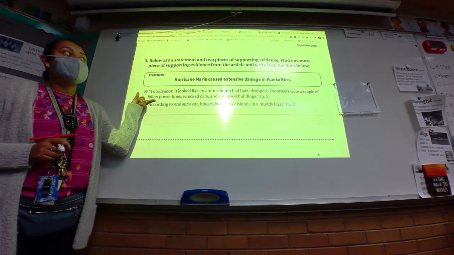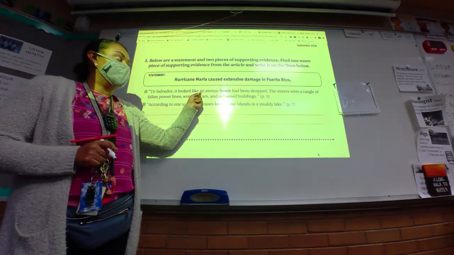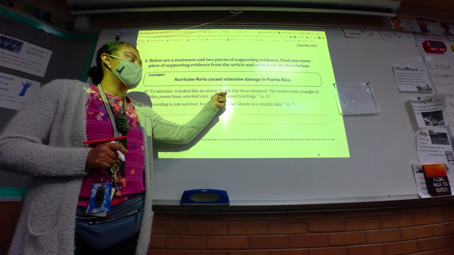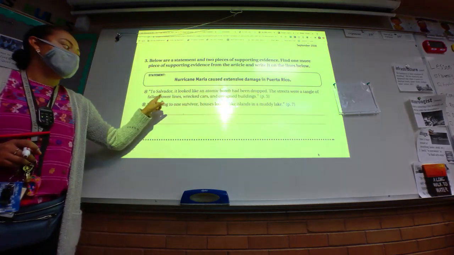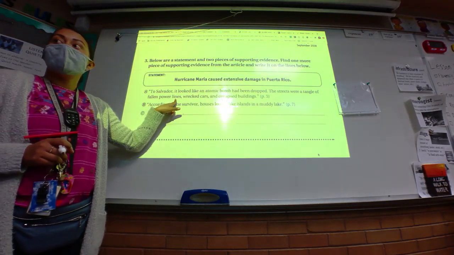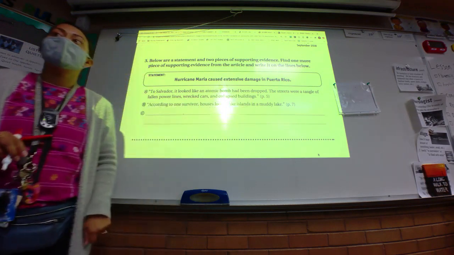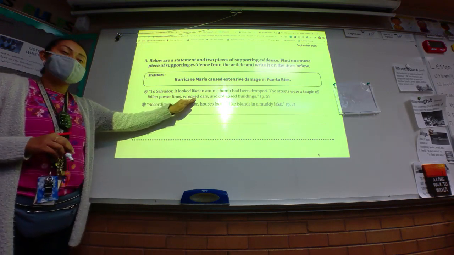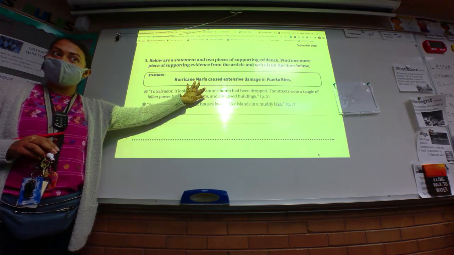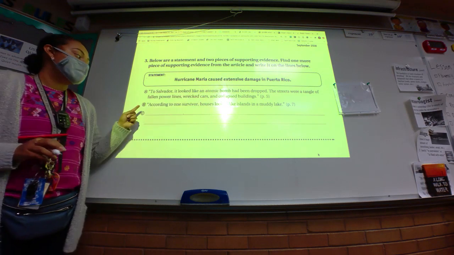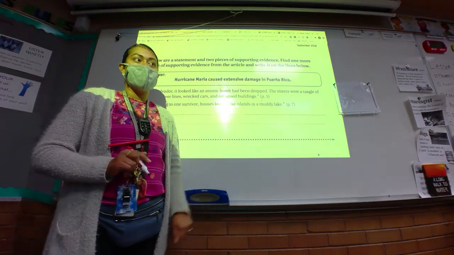Okay, who wants to read text evidence A? Dylan? Okay, so this is the first text evidence to explain that Hurricane Maria caused extensive damage in Puerto Rico. This is supporting this. B, according to one survivor, houses looked like islands in a muddy lake.